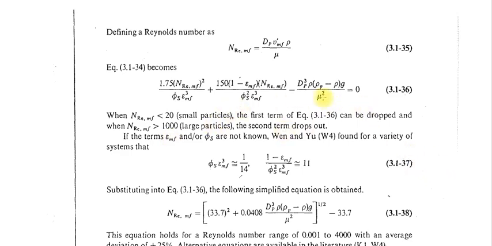So this equation can be used to calculate the minimum fluidization velocity in case of transition flow. For the laminar flow you can neglect the first term, for the turbulent flow you can neglect the second term.